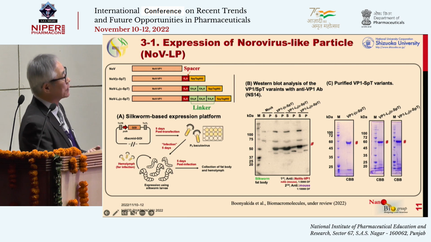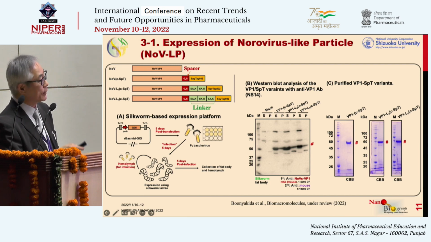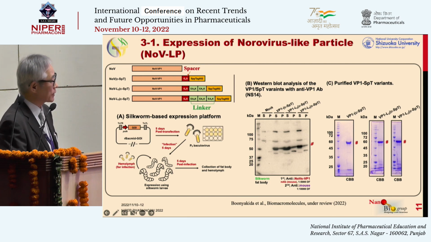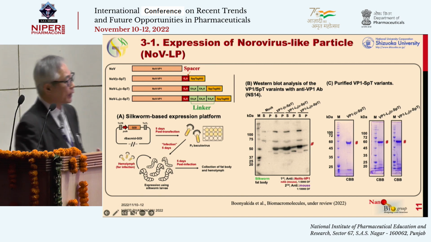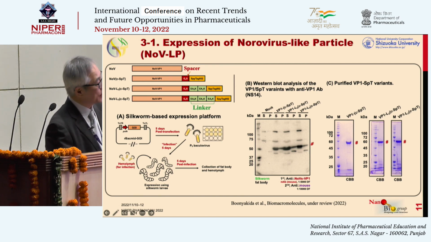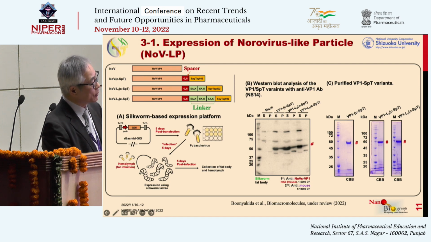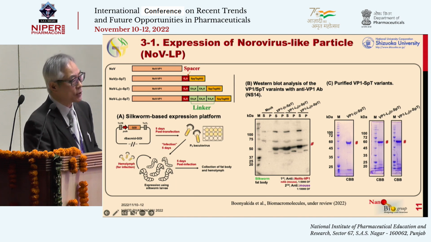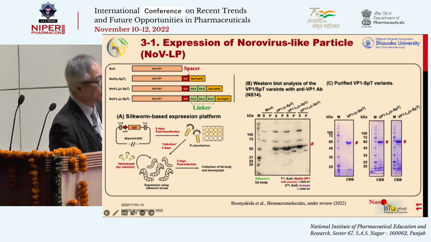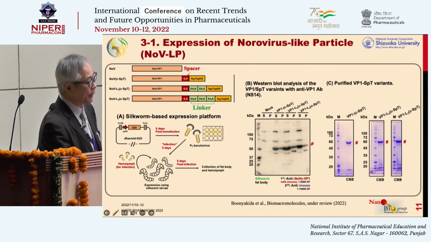Then we constructed these three types of VLP, expressed them in silkworm, and analyzed them by Western blot, shown here. For the three VLPs shown here, all of the VLP was expressed in the soluble portion, a very big band we can get. And we can easily purify this VLP like this, only one band.